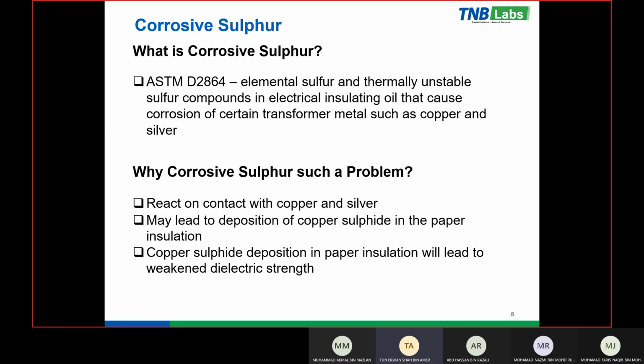Why is corrosive sulfur such a problem? Okay, first, it can react on contact with copper and silver. We know that the coil of the transformer is made with copper and silver. Next, it may lead to deposition of copper sulfide in the paper insulation. And lastly, the copper sulfide deposition in paper insulation will lead to weakened dielectric strength. Okay, next slide.